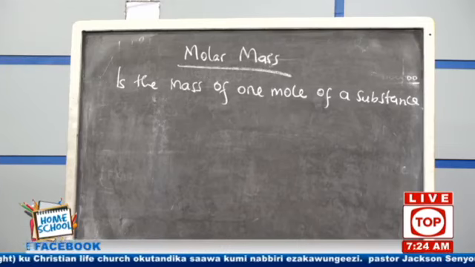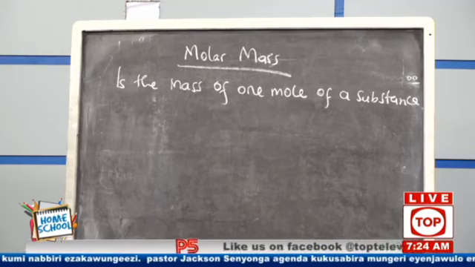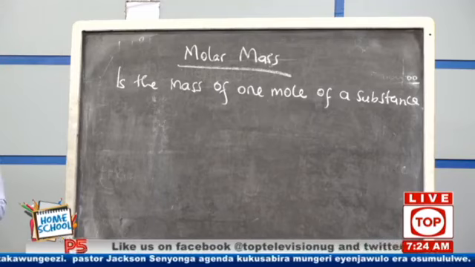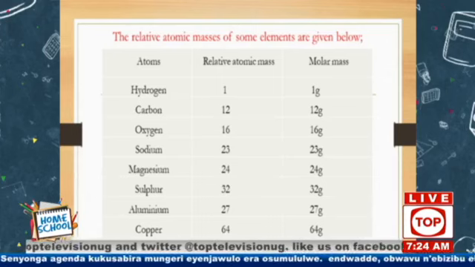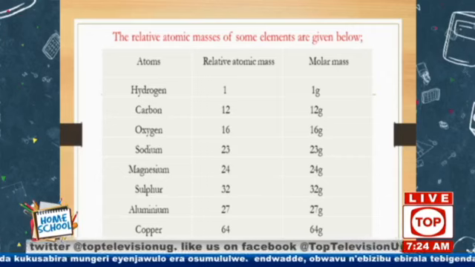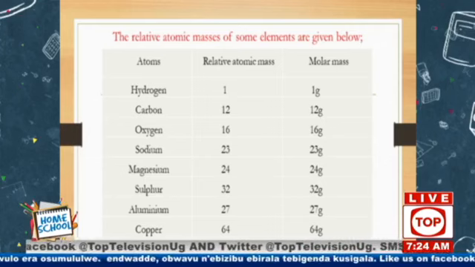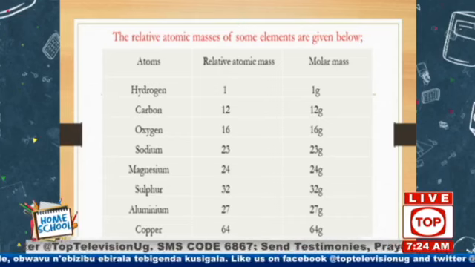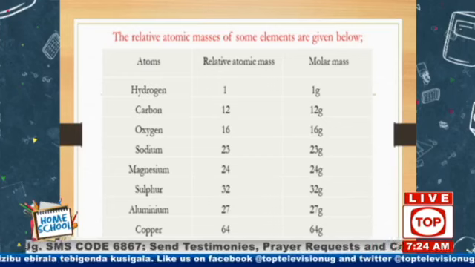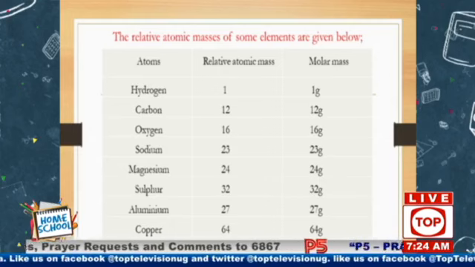Let us have a look at slide 12, at those relative atomic masses that have already been established. Producer, give me slide 12. Yeah, that is the slide. When you look at hydrogen, it has relative atomic mass of 1. So when we say what is its molar mass, it is 1 gram. The relative atomic number is 1. The molar mass is 1 gram.